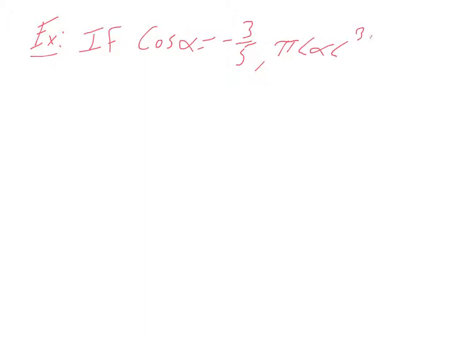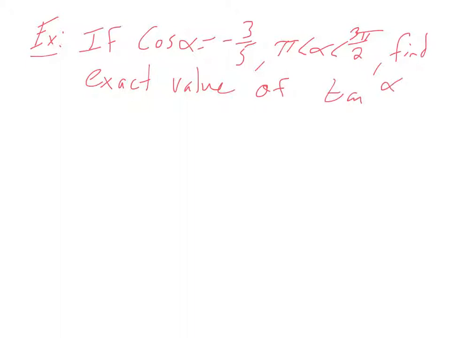We know what cosine or sine is equal to, and we have to figure out what the other trig functions are. So if cosine alpha is equal to negative 3/5, and alpha is between pi and 3 pi over 2, find the exact value of tan of alpha over 2 using our half angle formula. Okay, so go ahead and take a crack at that.